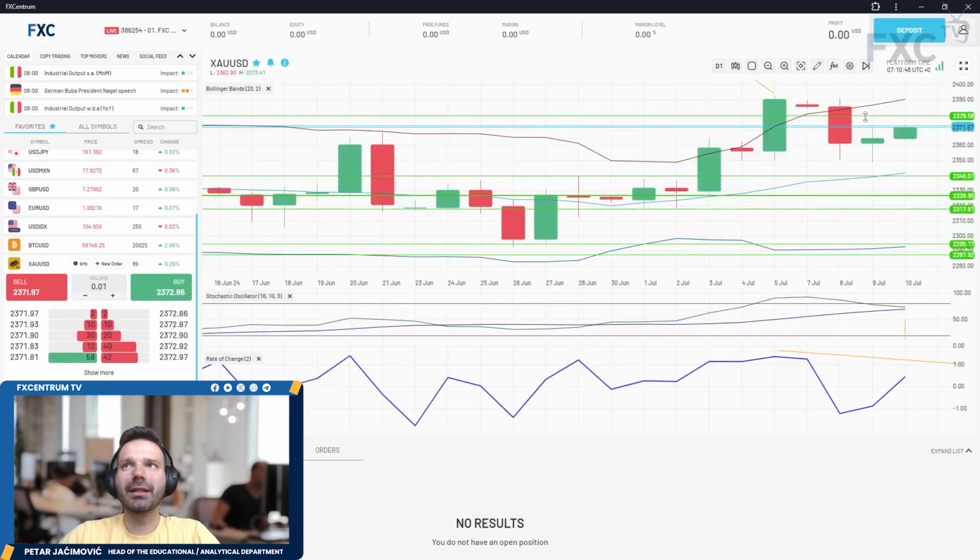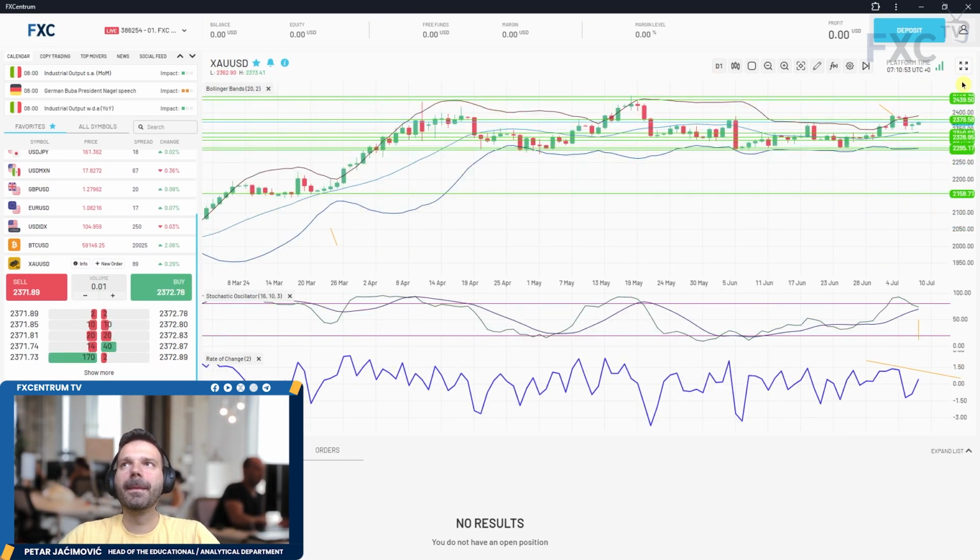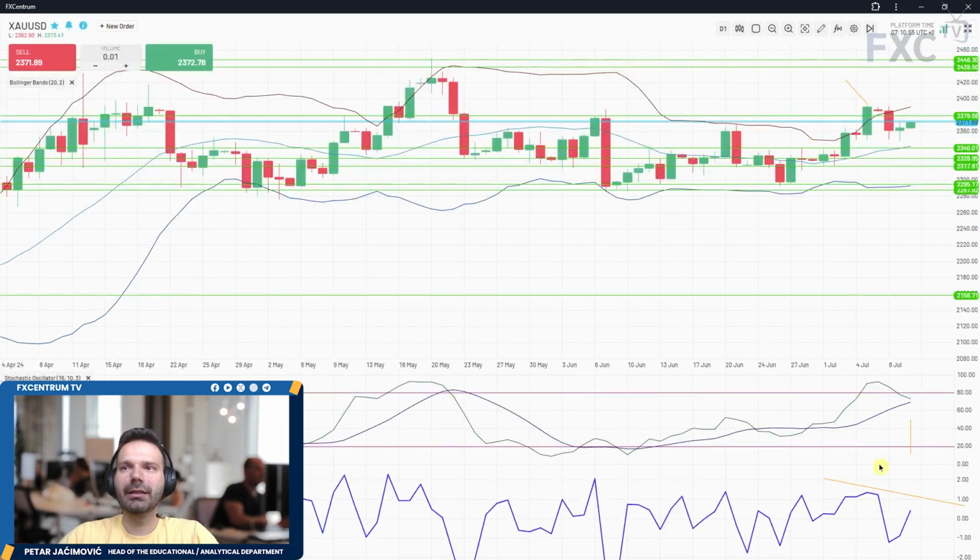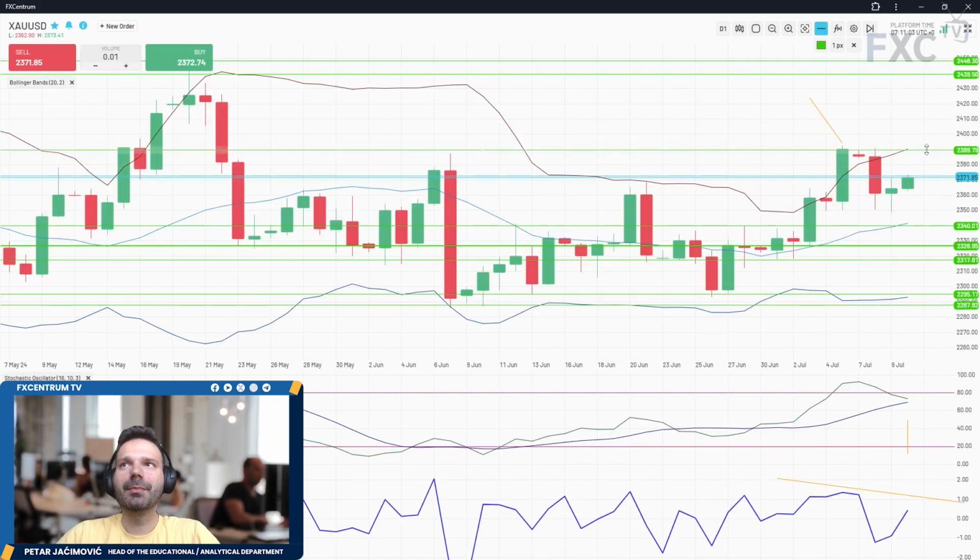On the gold market, we had one doji candle, and here we can see that we almost have similar reading on the fast and slow line of stochastic, and Bollinger Bands are starting to expand. We have the resistance at 2390 mark.